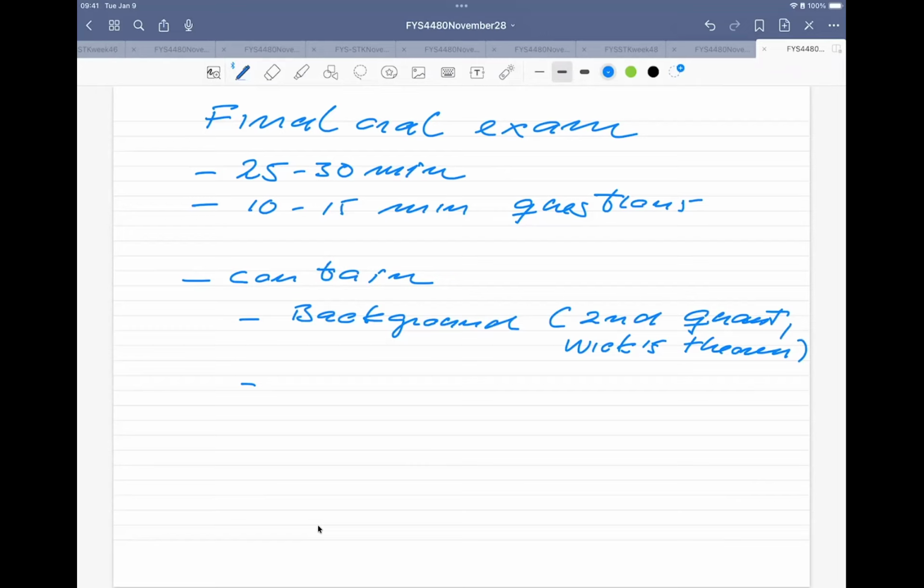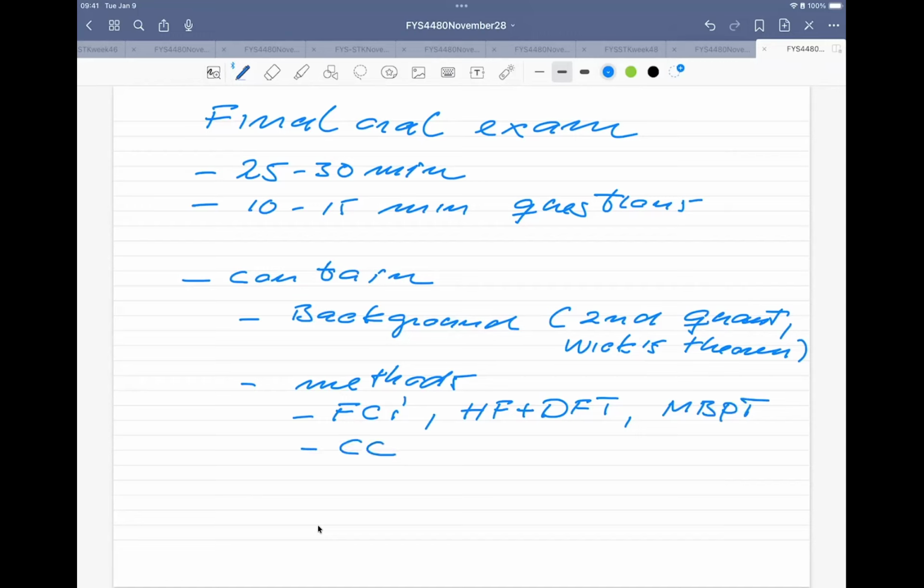And then we have the methods which we have covered. We have FCI, obviously. And then we have Hartree-Fock plus DFT. You don't need to say so much about DFT. You can if you want to; if you want to digress a little bit, you can do that as well. And then we have many-body perturbation theory, and then we have coupled cluster theory. So these are the five many-body methods.